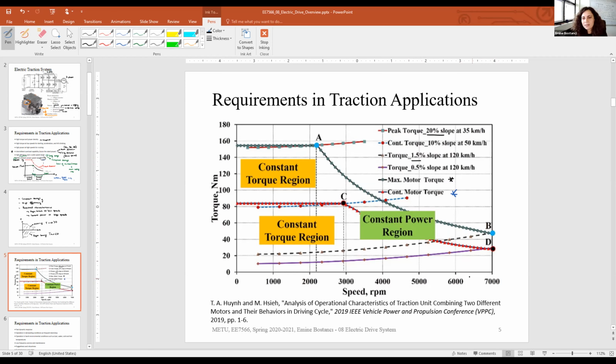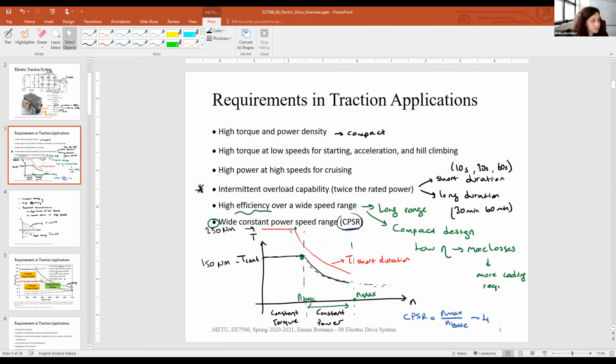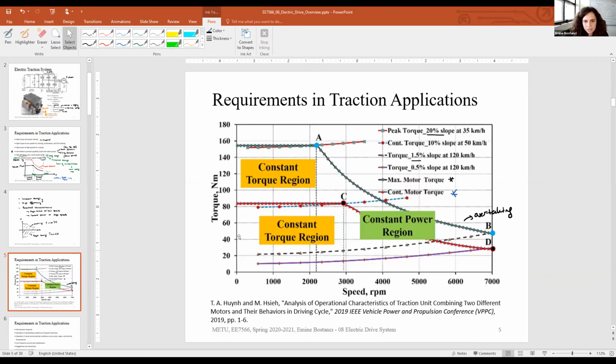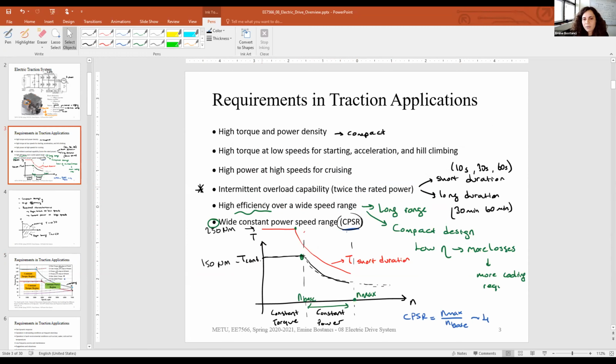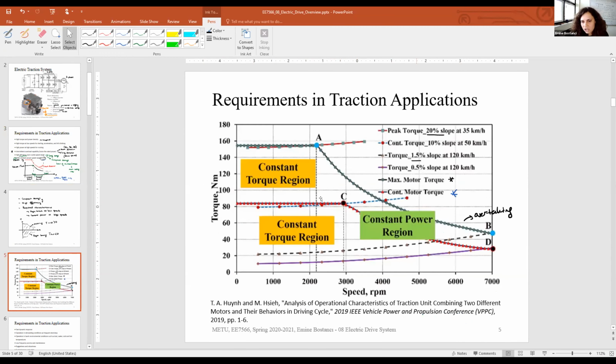So here, the idea is, first of all, this constant power speed range is an important criterion. The overload capability is another criterion, because you want to design your machine for these characteristics for continuous operation, but you want it to give you maybe double the performance for short times, less than a minute. And we also need this high power for cruising.